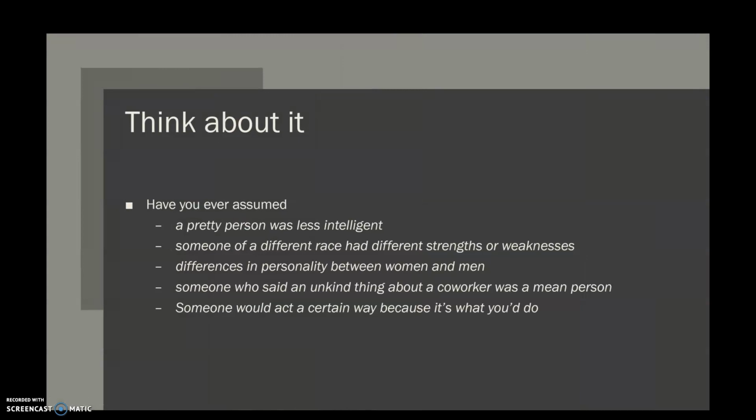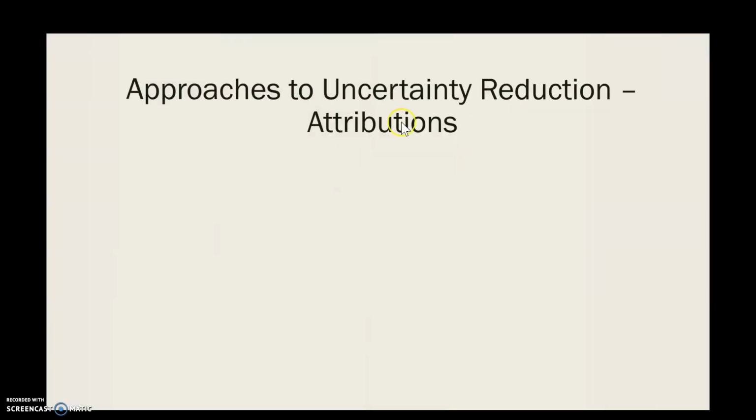So let's think about it for a second. Have you ever assumed that a pretty person was not as smart as someone who, say, was more homely? Or someone of a different race had different strengths or weaknesses, or that there were inherent differences in personality between women and men? Maybe someone said an unkind thing about a coworker, you automatically thought, man, she's such a meanie. I would normally use a different word, but this is a professional setting. Or that someone would act a certain way as well, so you do in that situation, right? So all of these have to do with forming impressions about people. So they generally have to do with characteristics, not actions.